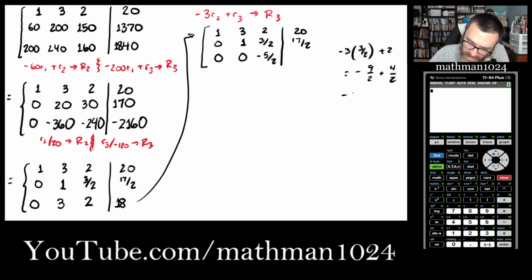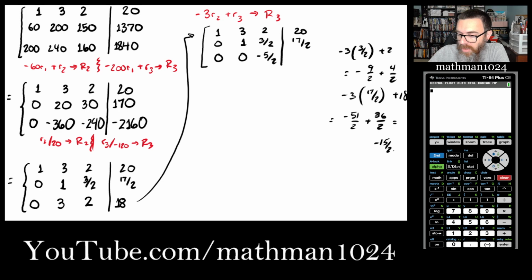And then we're going to do negative 3 times 17 halves plus 18. So it's going to be negative 51 over 2. 18, when I convert that into halves, would be 36 over 2. And that's negative 15 halves.